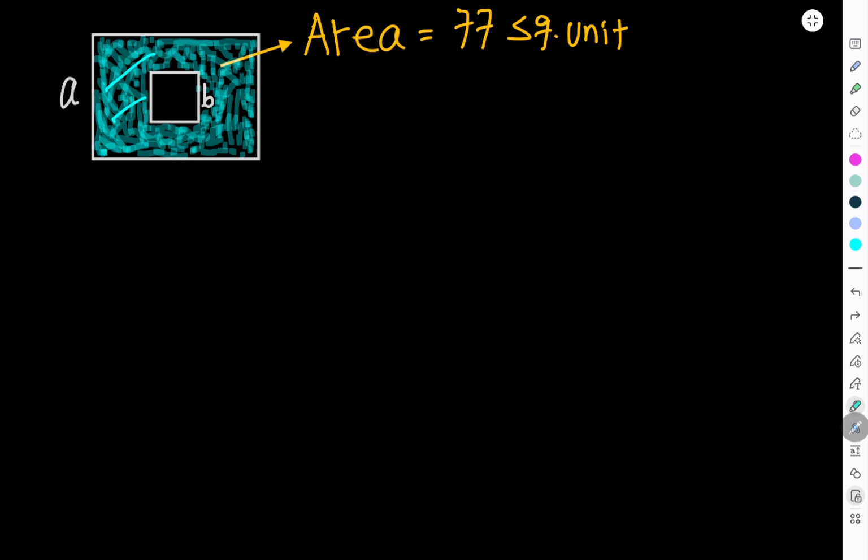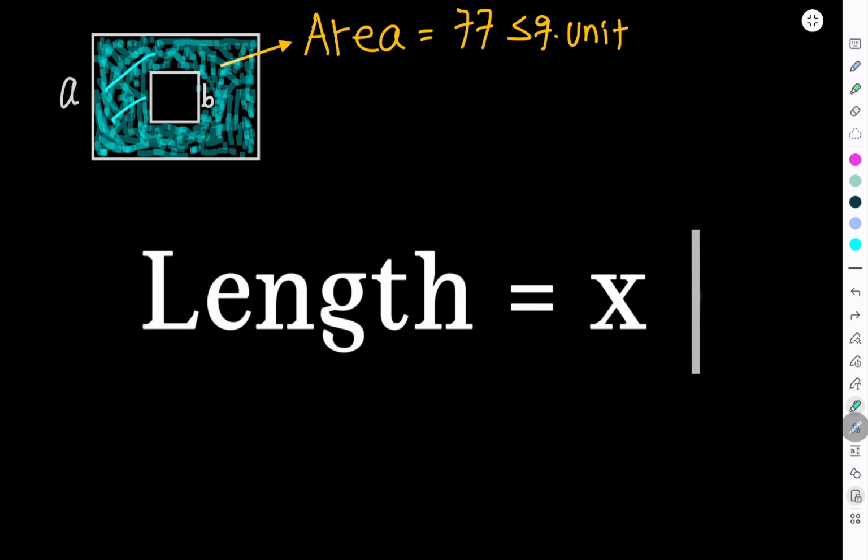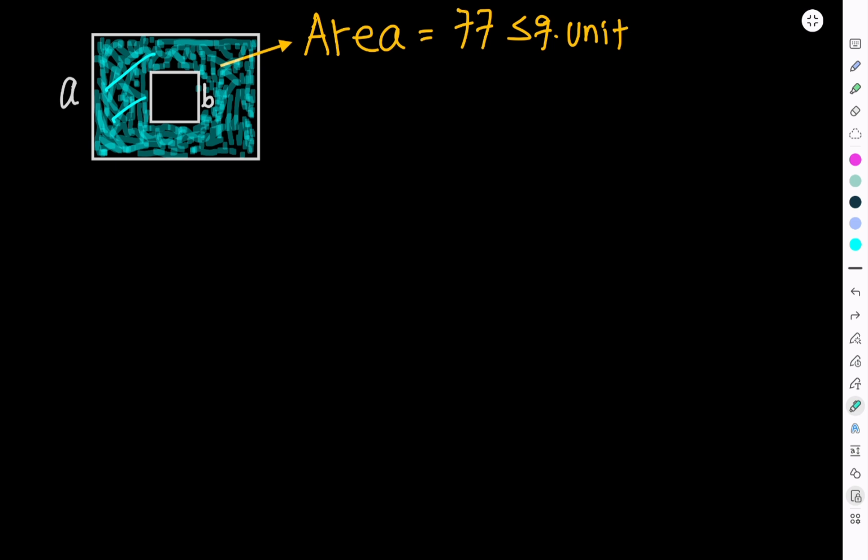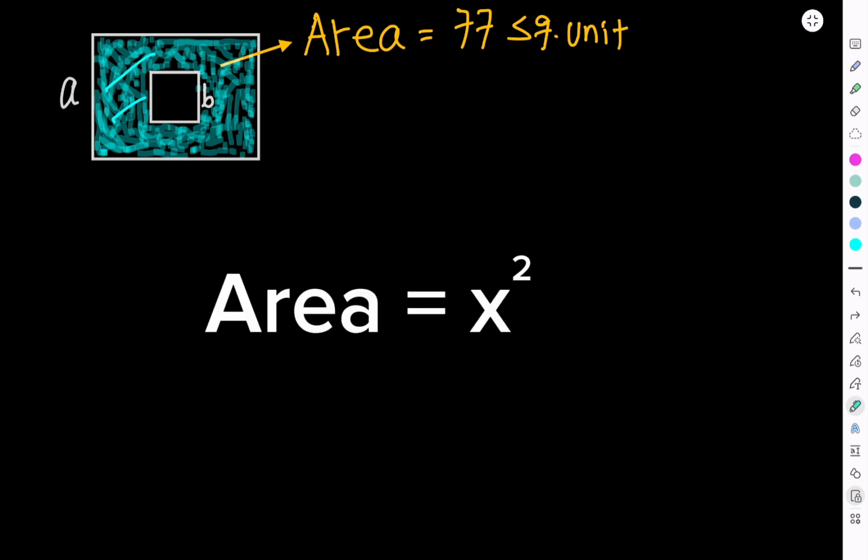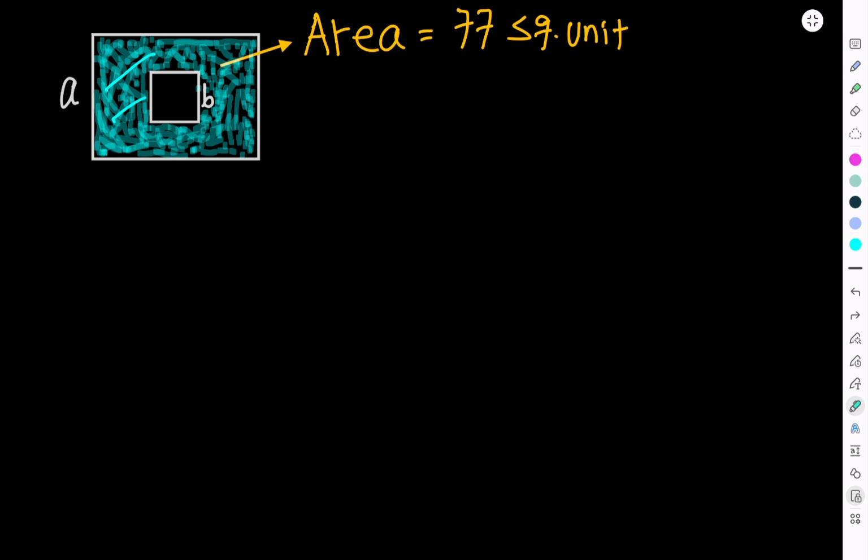If a square has length x units, its area is what? Simply x squared, right? And therefore here the area of the larger square is a squared, right? And the area of the smaller square is what? B squared. And what is the difference of these two areas? A squared minus b squared.